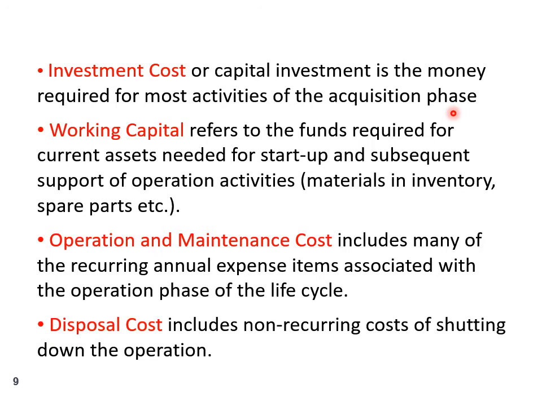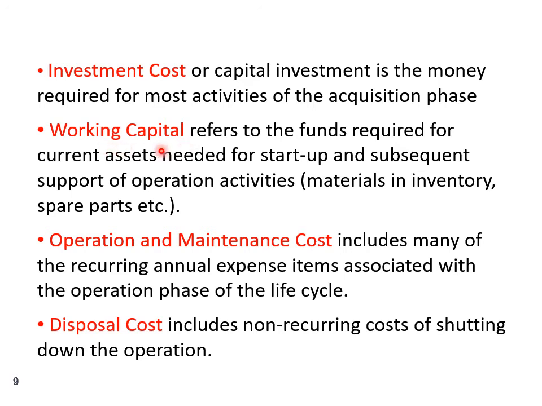So if you, for example, establish a supermarket, then you need to buy the land, you need to construct the building, you need to buy and install the necessary equipment, freezers, all those things. And usually you do it at the beginning of the project for one time, and this cost is called the investment cost or the capital investment. Second cost related to these life cycle costs is the working capital.